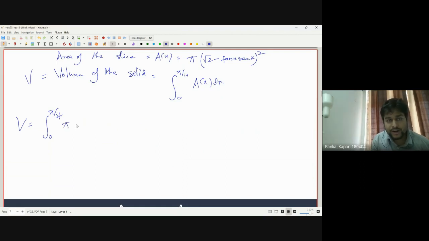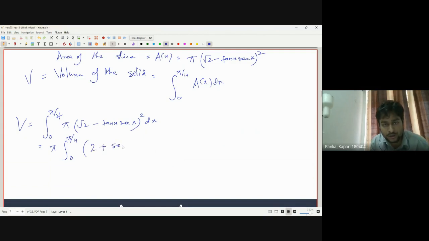times (root 2 minus tan x sec x) whole square dx. Let's take pi outside, and then we have 0 to pi by 4. Let's do a square. So after squaring, you get a 2, plus sec square x into tan square x, and then minus 2 root 2 tan x times sec x. So we have to integrate these functions. Let's divide this integral into three parts.